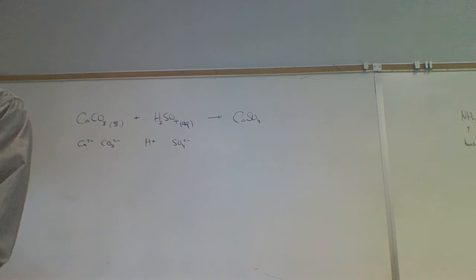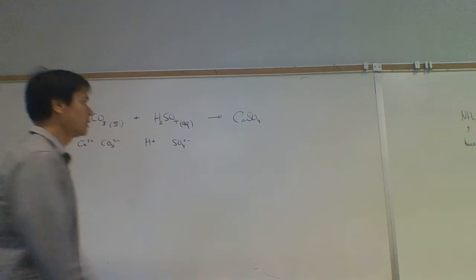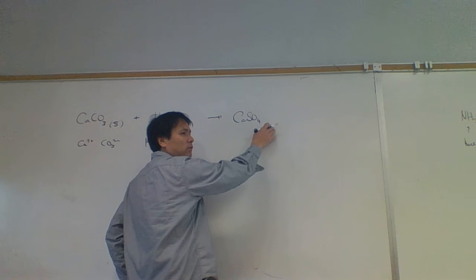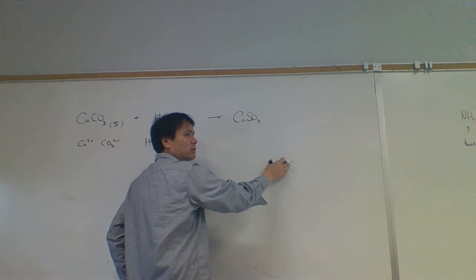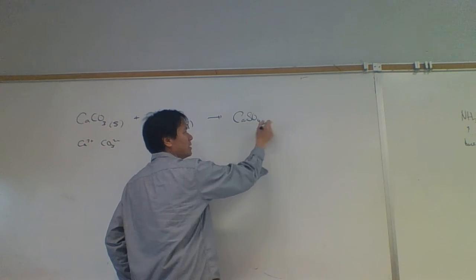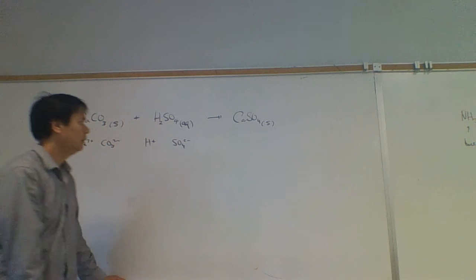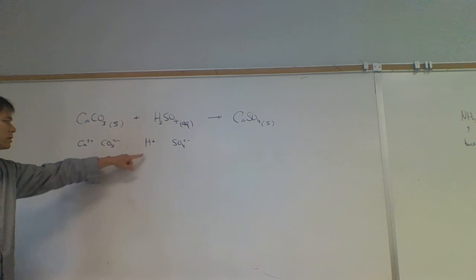Now, the next question is: is this a precipitate or not? Because if it's not a precipitate, they're just going to stay in solution and stay away from each other. If it is a precipitate, they're going to come together and form a lattice. Are they going to come together and form a lattice, or stay separate? Yeah, they're going to come together, because sulfates are all soluble except for silver, lead, mercury, calcium, strontium, and barium. So calcium is one of the exceptions. It's an insoluble salt.